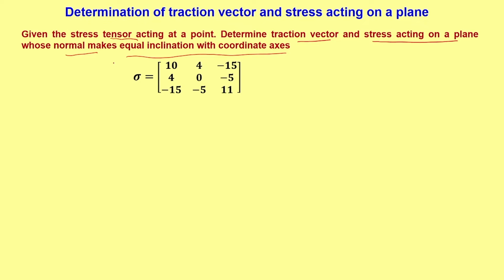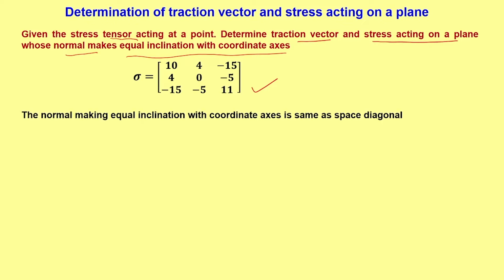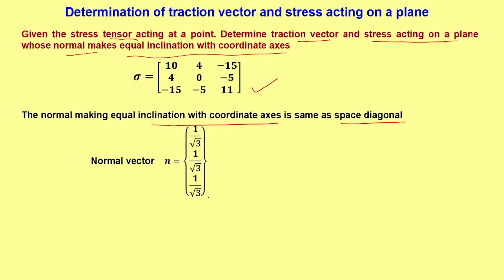We have learned this in the lecture. So, what is meant by normal making equal inclination? It is similar to a space diagonal. A space diagonal makes equal inclination with the axes. So, here we have been given a stress tensor with its components. Sigma is given. The normal making equal inclination with the coordinate axes is the same as the space diagonal. So, we know that the normal vector n is equal to 1 by root 3, 1 by root 3, 1 by root 3. This also we have discussed in the lecture.